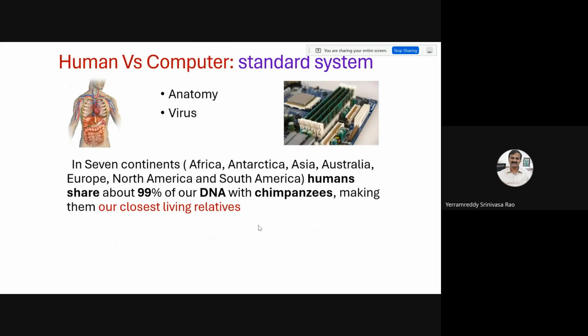So I told you, I compared. Why do we always compare a human being with a computer? Because both of them are standard things, right? You go anywhere in the world, human structure, human DNA is the same, in the entire world. Similarly, you look at the computer anywhere in the world, even if you go to China, Russia, Germany, or these European countries, the computer is the same. So that is called a standard system.